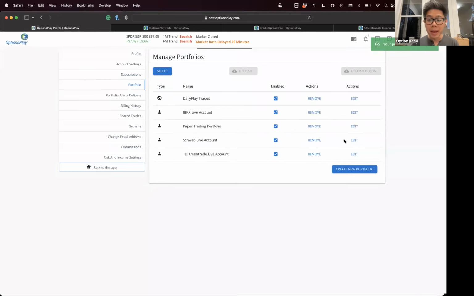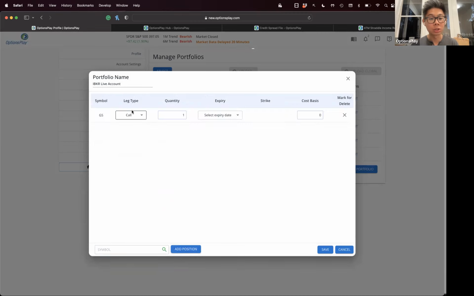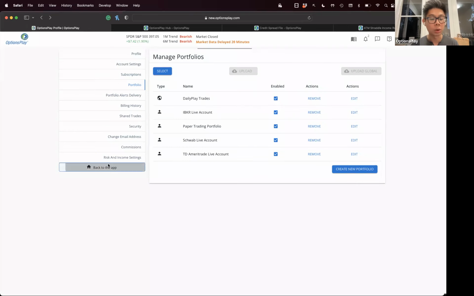You can manually add positions to your portfolio here very quickly by typing in the symbol. So for example, if you type in the symbol and click on Add Position, it will allow you to add positions here for Goldman Sachs. You can select your call or put, the quantity, expiration date, strike, and cost basis. But I think there's a much easier way to do so.